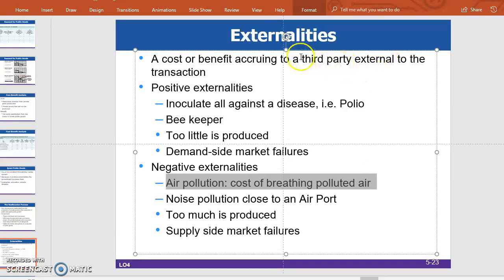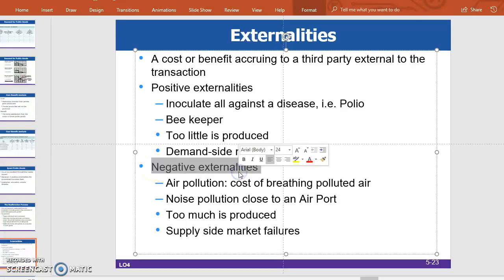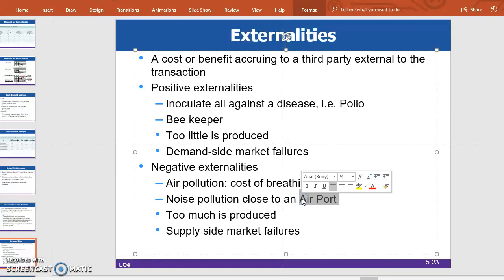When the third party is affected in a negative, harmful way by the action of the first two parties, the buyer and seller, we will have negative externalities. So noise pollution close to an airport, right? Planes are coming, landing and taking off and making a lot of noise from jet engines, and that can create noise pollution for the people living nearby. This is why most of the time airports are located a little distant from the main cities, main population concentration.